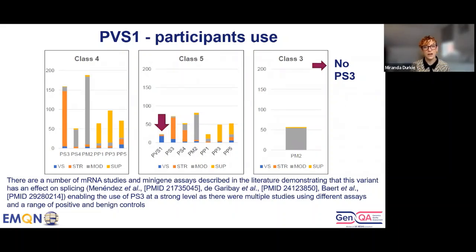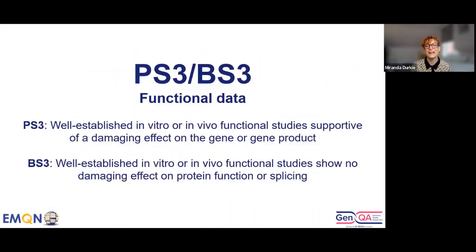And then looking at the class 3, the major difference here was that there was no PS3 used, and actually there were a number of RNA studies available in the literature that showed that there was an effect on splicing. And that leads me very nicely on to my next slide, and the next codes we're going to talk about, which is PS3 and BS3 for the functional data. The really key thing for these codes is that your functional study must be well established. Next slide, please.